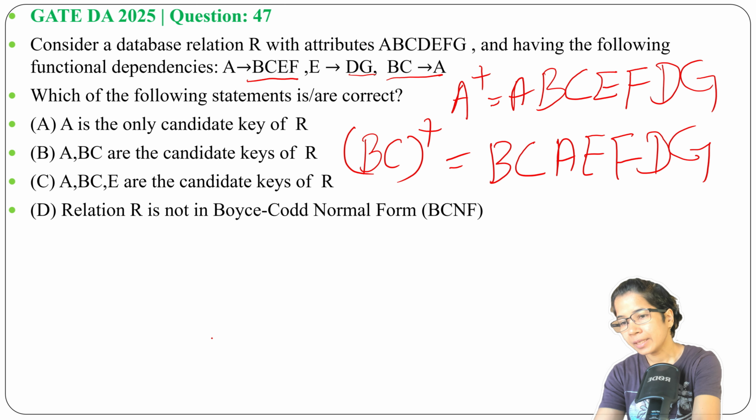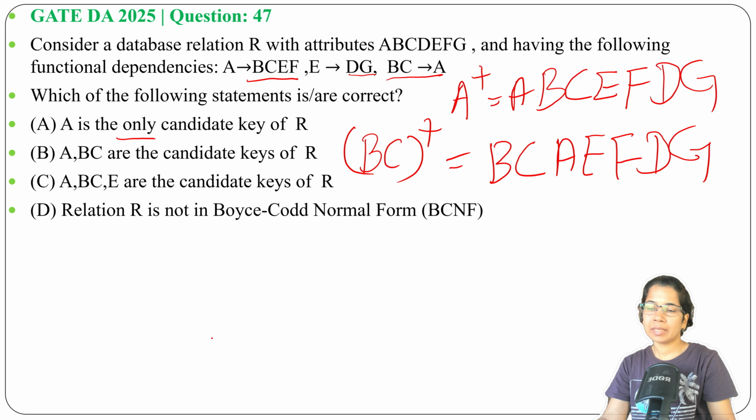In option A, it's written A is the only candidate key. A is not the only candidate key. Rather than A, BC is also a candidate key.